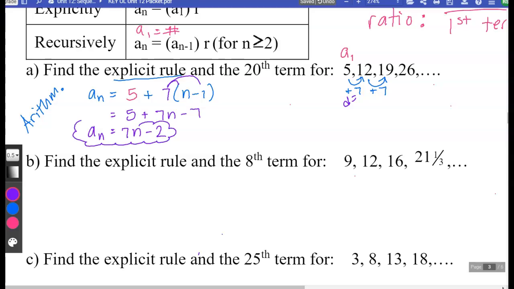in explicit notation for this sequence. Then it wants us to find the 20th term. So all I have to do is plug in 20 for n. 7 times 20 is 140, minus 2 is 138. Any questions?